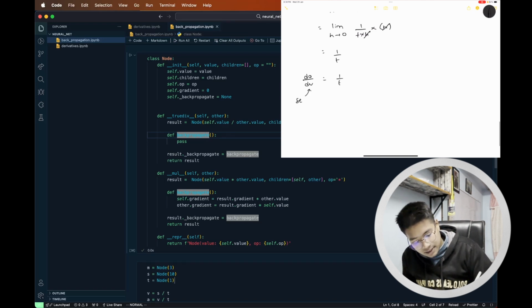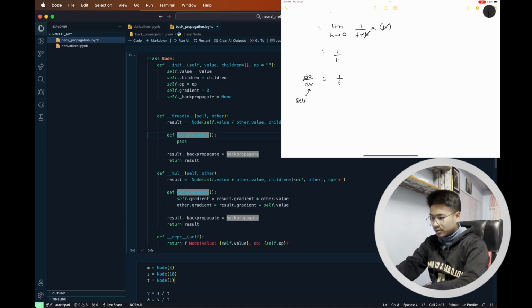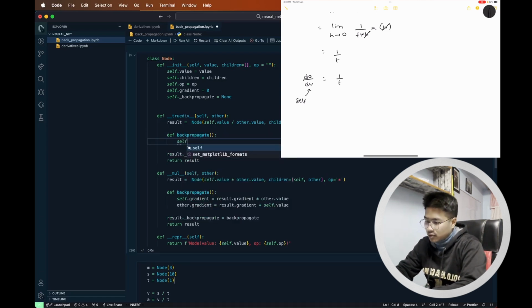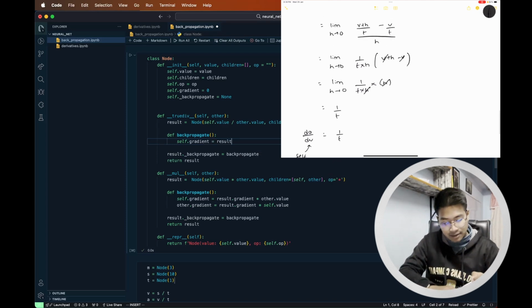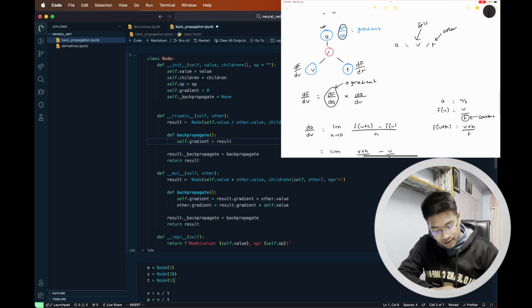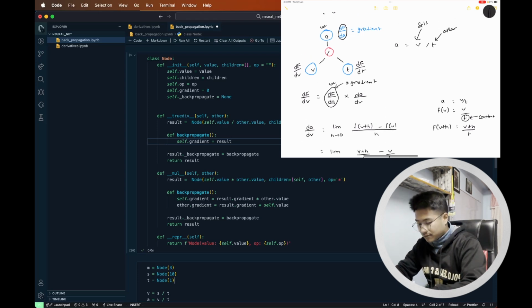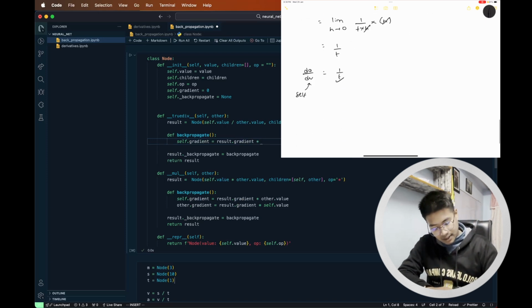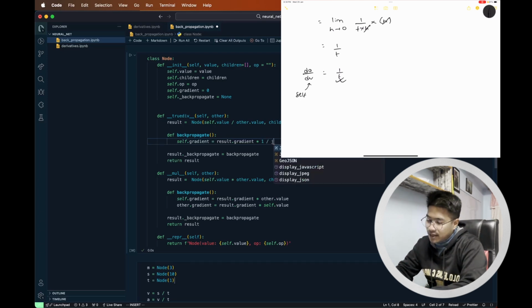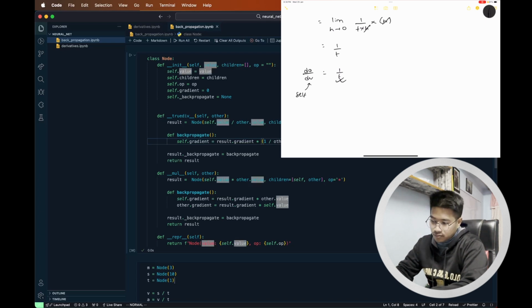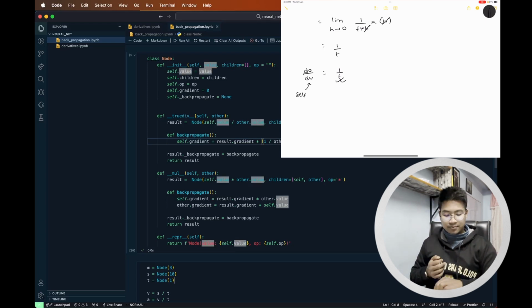v over here is the self. So that means self dot gradient, what should it be? It should be the gradient for, now result in this case is our acceleration, remember, right? So whatever the gradient for acceleration is, that is result dot gradient. I should multiply it with whatever this thing is supposed to be. So remember, t over here is the other, so I should have 1 divided by other dot value, right? So that makes sense.